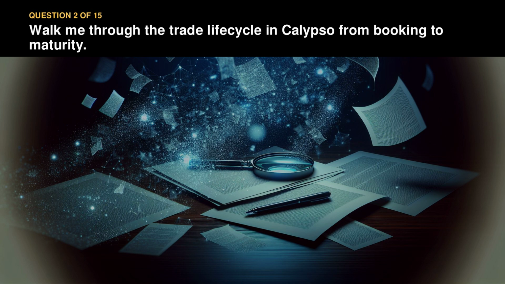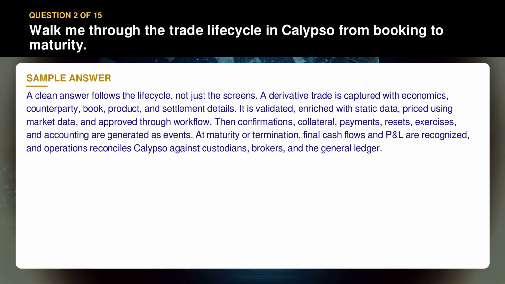Question 2. Walk me through the trade lifecycle in Calypso from booking to maturity. A clean answer follows the lifecycle, not just the screens. A derivative trade is captured with economics, counterparty, book, product, and settlement details. It is validated, enriched with static data, priced using market data, and approved through workflow. Then confirmations, collateral, payments, resets, exercises, and accounting are generated as events.